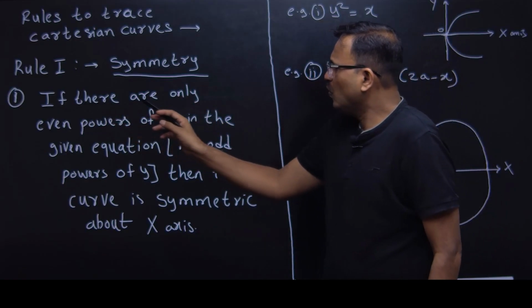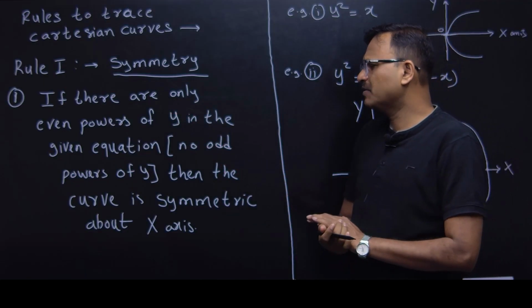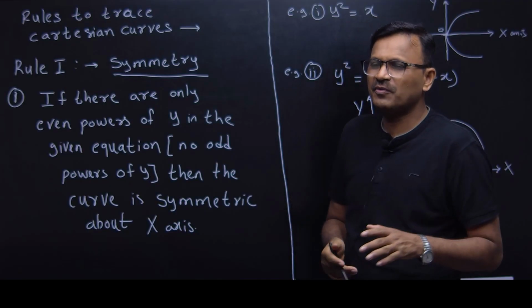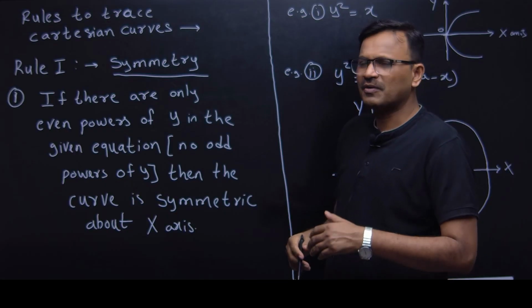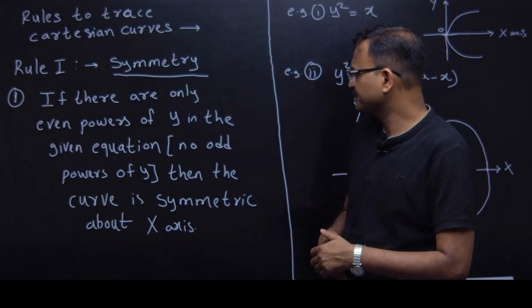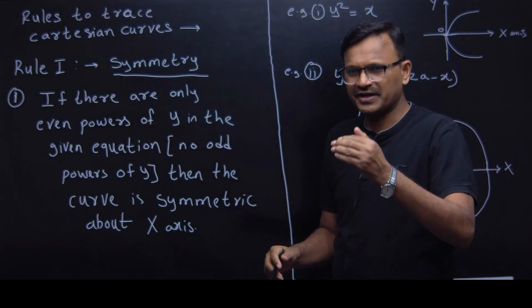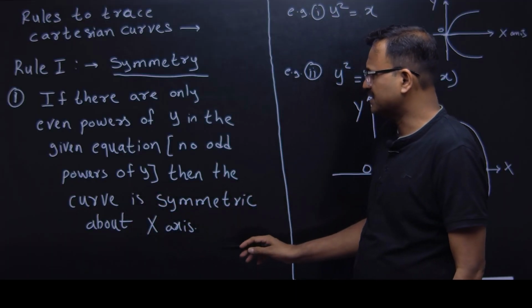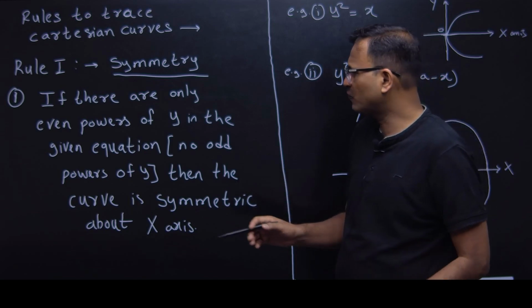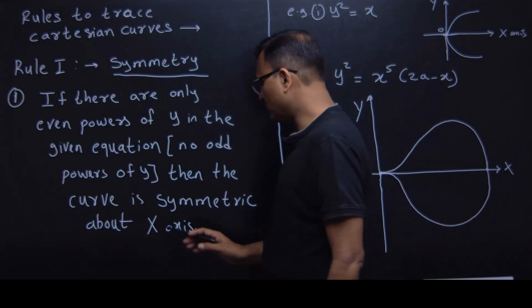If there are only even powers of y in the given equation, there are no odd powers of y, and no fractional powers of y in the equation, so no power of y like y raised to half, etc., and there are only even powers of y like y square, y raised to 4, etc., then the curve is symmetric about the x-axis.